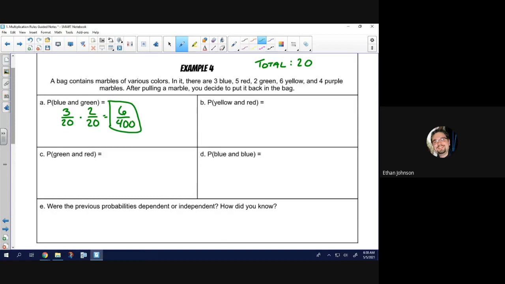Probability of yellow and red. Well, there are 6 yellow out of the 20. And means to multiply. Red. There are 5 red out of 20. Multiply across, we get 30 out of 400. Go ahead and pause the video and try C and D.